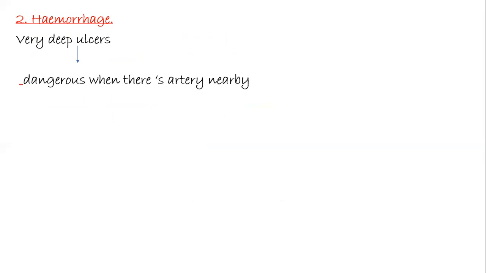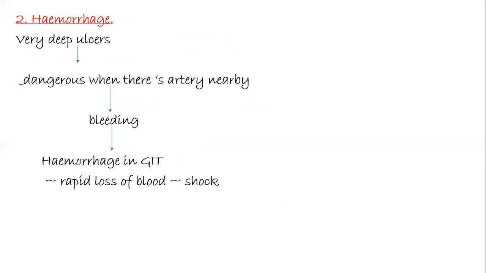The second complication is hemorrhage. It occurs due to very deep ulcers. It is dangerous when there is an artery nearby, because if this artery is damaged, it results in bleeding, which ultimately leads to hemorrhage in the GIT. If there is bleeding, or a rapid loss of blood, that person might suffer from shock.